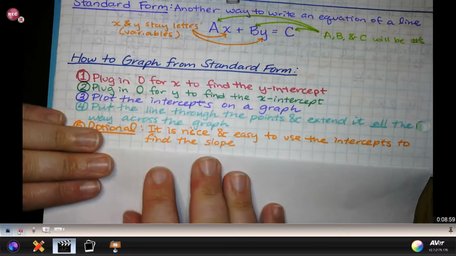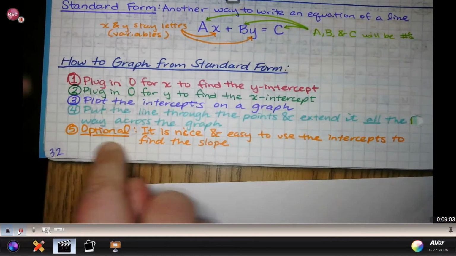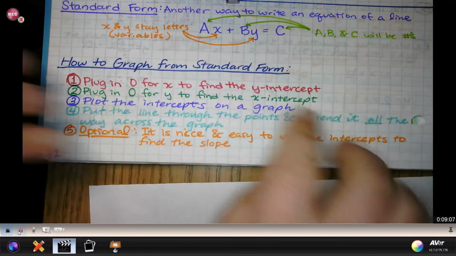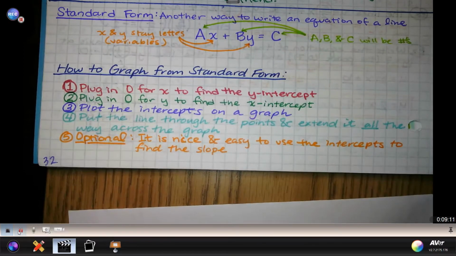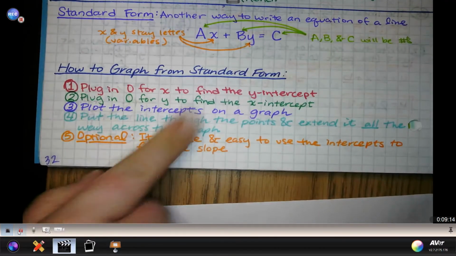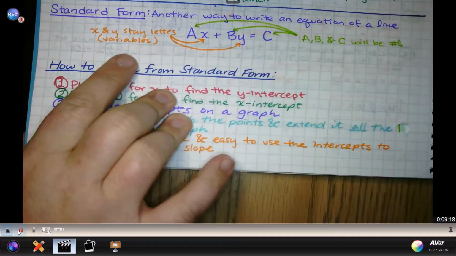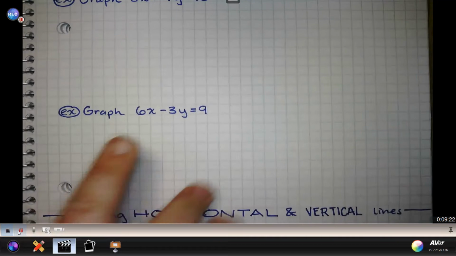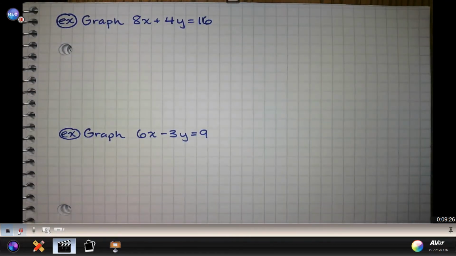And then lastly, this is optional, but when you do this, it makes it really nice and easy to find the slope from those intercepts. And I'll show you that, because when you look at this, I don't see the slope, but what if they want the slope? So we can really easily find it once we've graphed it. Okay? So we'll go through and do some examples. And I've even color coordinated those steps because you know me, I am crazy town. Okay, so here we go.